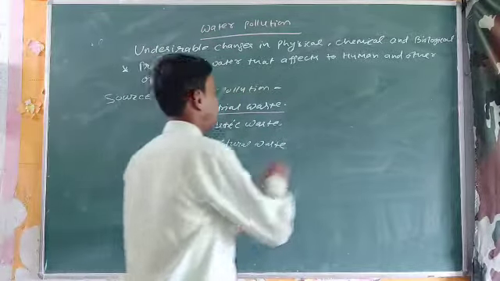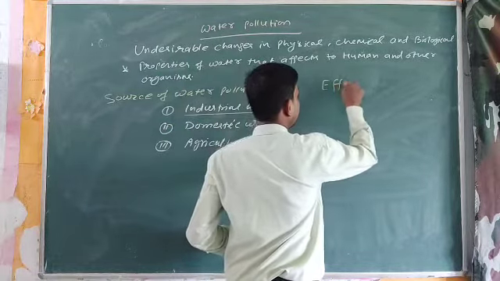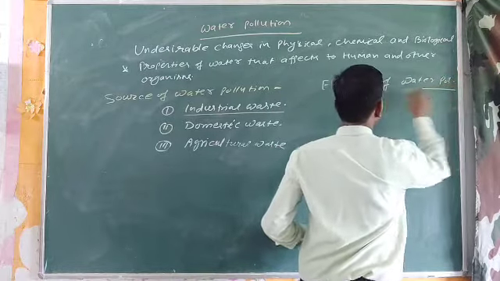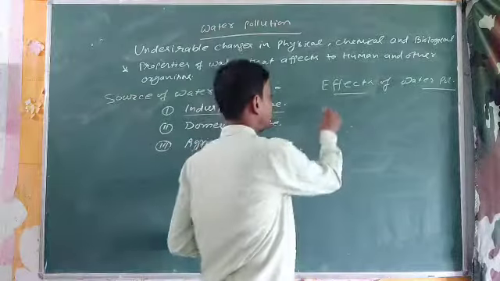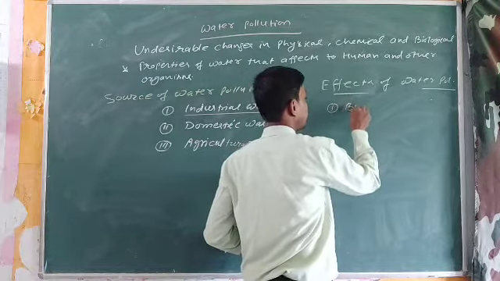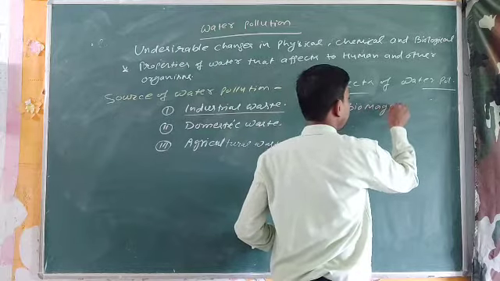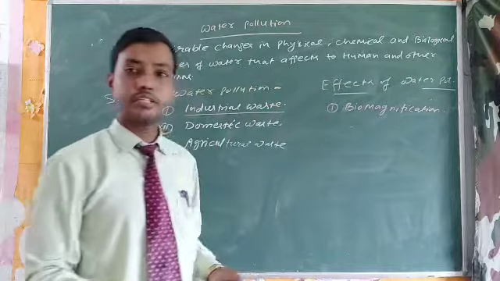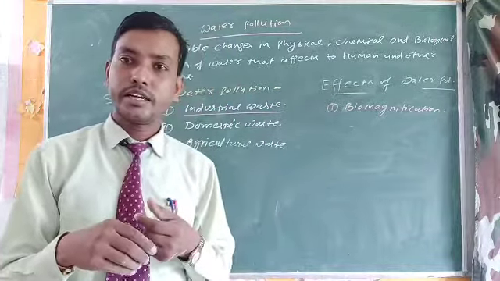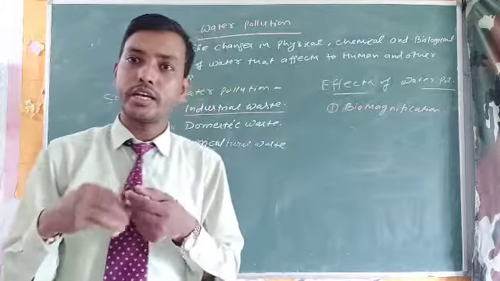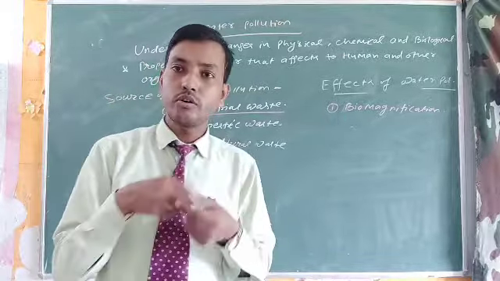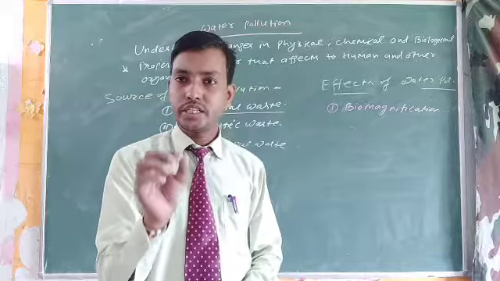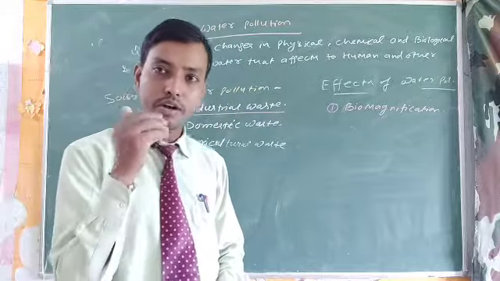Now back to the effects of water pollution in our life. First part is biological magnification, or in short biomagnification. What is biomagnification? Listen carefully. The accumulation and increase of inorganic and organic, harmful or toxic substances throughout the ecosystem is known as biological magnification. For example, if a farmer uses DDT, then DDT is a toxic substance for us.